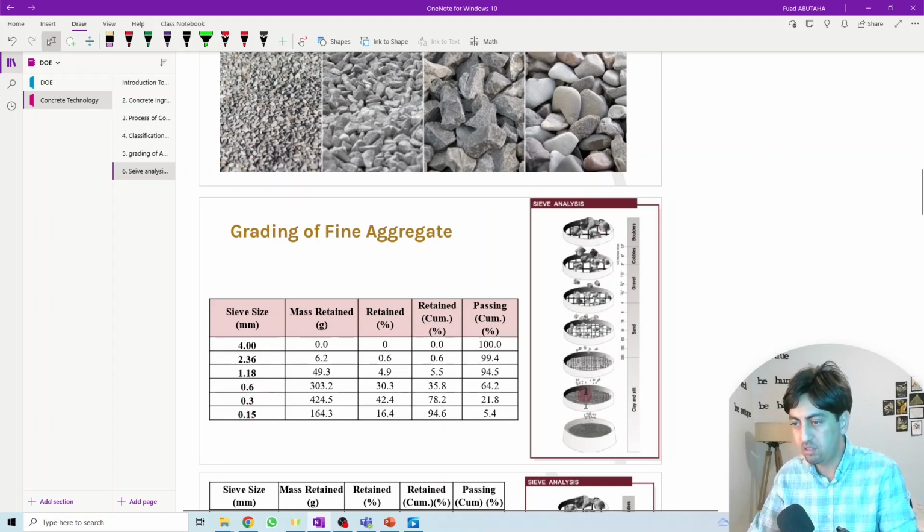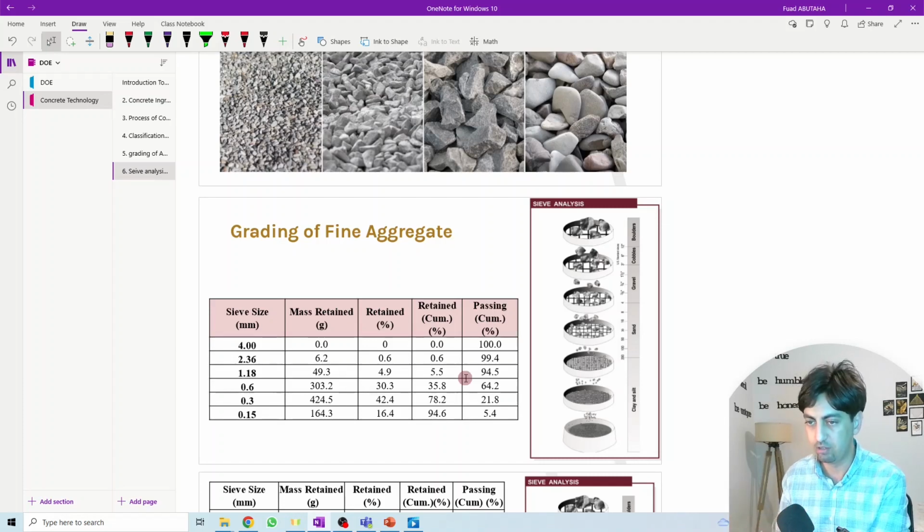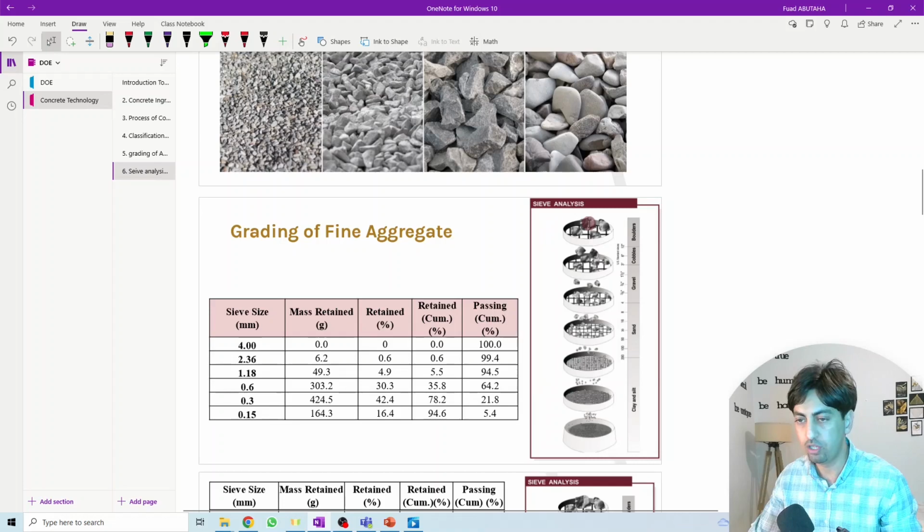So we list the sieves. We arrange the sieves from the big to the small. This is the first step. The second step is to weigh a specific amount of the sand or the fine aggregate. Let's say 1 kilogram. We bring 1 kilogram of the sand and we put it on top of the highest sieve, the one at the top.